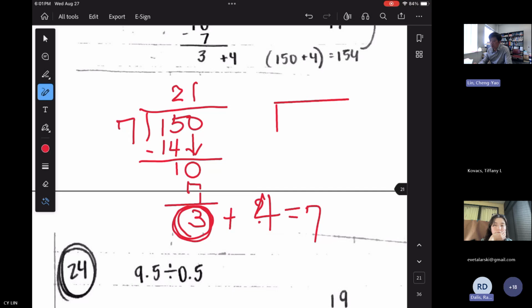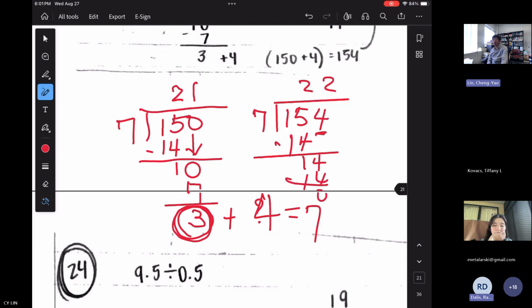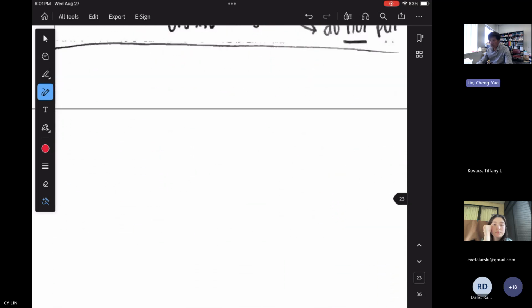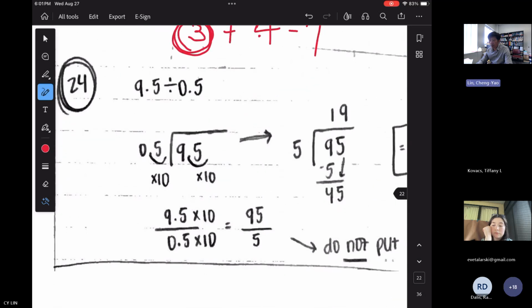So therefore, 154 divided by 7, adding 4 more. Let's check, if you don't believe it: 154 divided by 7, and 14 is divisible. Does that make sense? Next time, if I give you a larger number, you can find it easily. You don't just pick any random number. Is that clear? Very good.